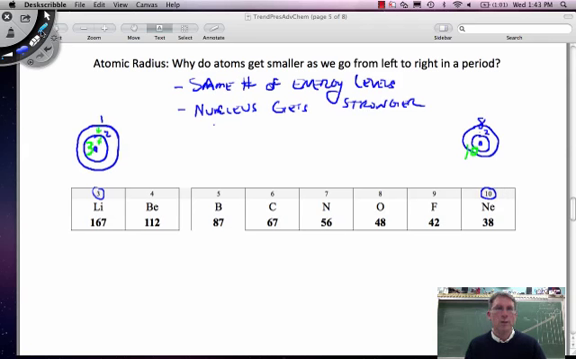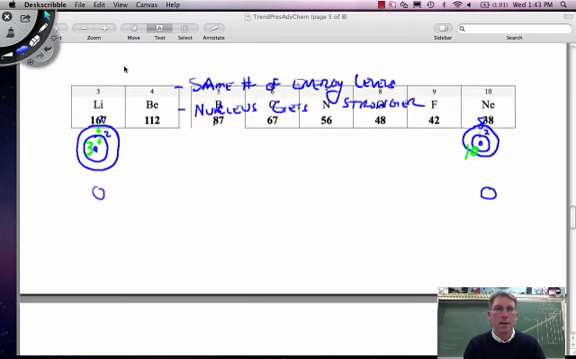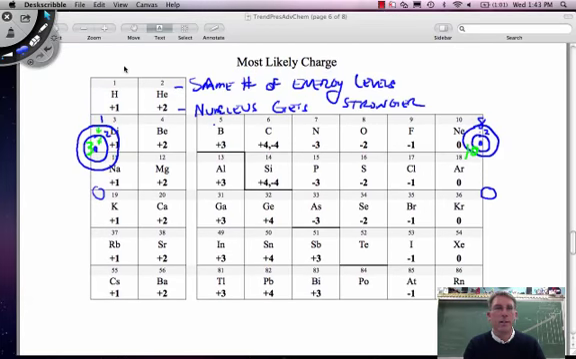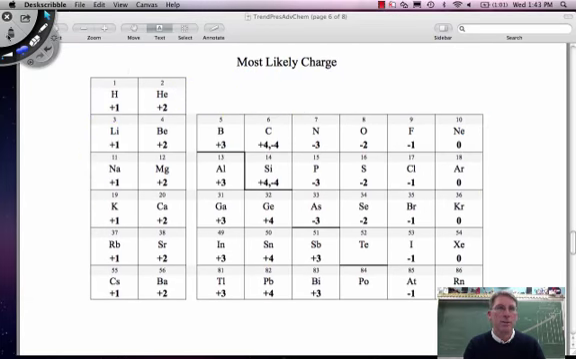Okay, so that explains our most likely charge. We're going to take a look at one more trend now. That explained our radius, and now we're going to take a look at most likely charge. So let's erase our old stuff here and take a look at the most likely charge trend.